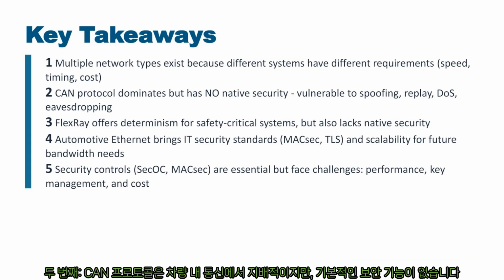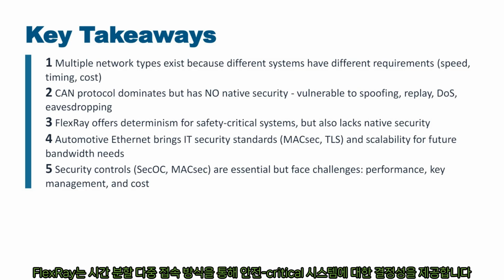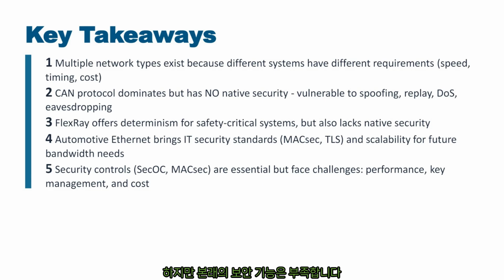Number 2. CAN protocol dominates in-vehicle communication, but it has no native security. It's vulnerable to spoofing, replay, denial of service, and eavesdropping. This is the biggest security challenge in automotive. Number 3. FlexRay offers determinism for safety-critical systems with its time division multiple access scheme. But it also lacks native security. Just being deterministic doesn't make it secure.